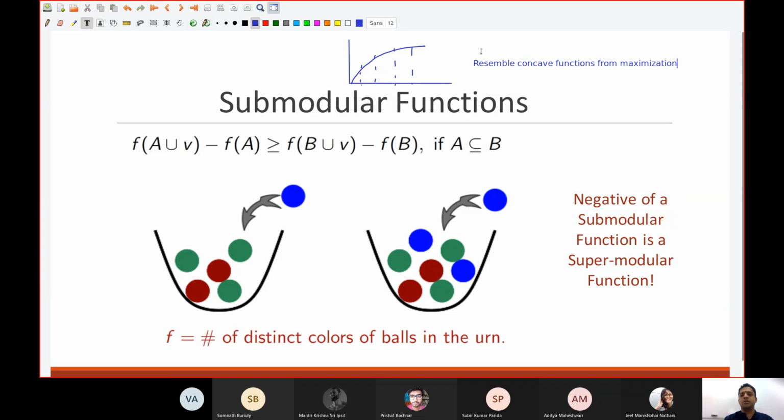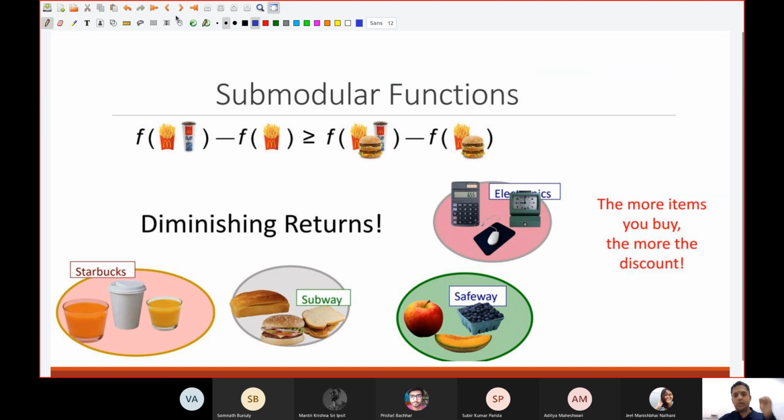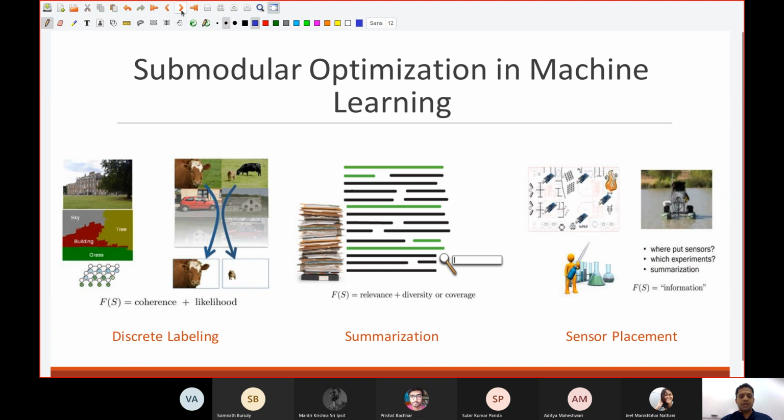And we also saw the example of the number of distinct colors of balls in an urn. That was a motivation. So the whole idea of diminishing returns: the more items you buy, the more the discount. And there are many problems, discrete labeling, summarization, where you want to place a sensor. Again, this is a recap, so I will move on to our homework problem.